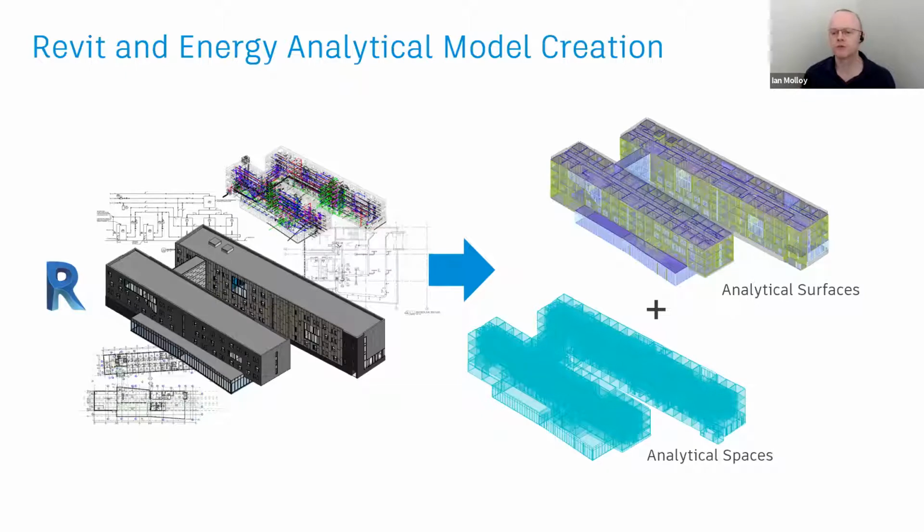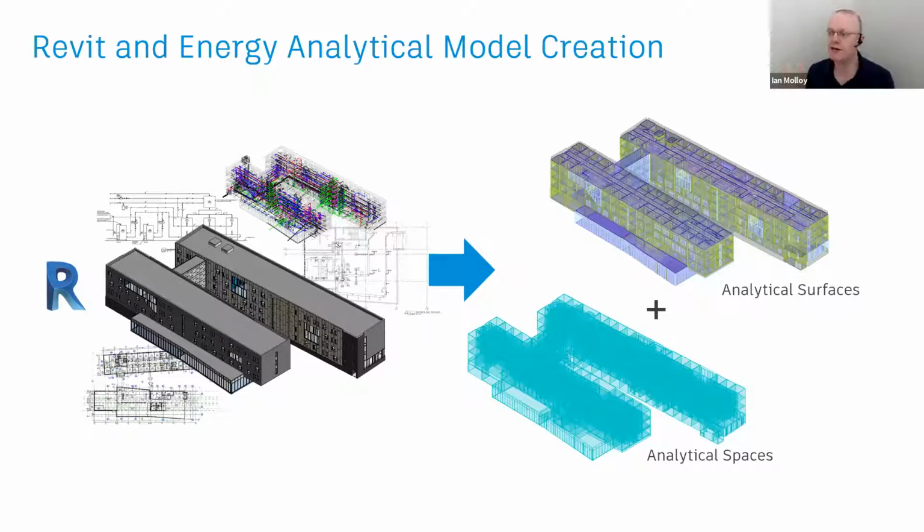There's a number of ways to do this, and the way you go about it depends on what your starting point is and what your goal is. I'm going to get into this a little bit more. But really the goal here is to take the architectural model, and if present, whatever is useful from the mechanical analytical model, to create what we call analytical spaces, which are discrete volumes of air that gain and lose heat from one another, and the analytical surfaces, which are the paths of heat transfer between those spaces.